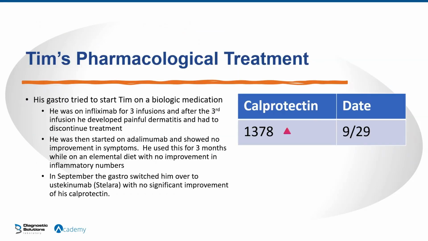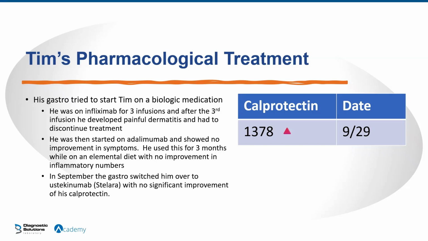Finally, the gastro was ready to start him on a biologic because Tim was so severe. They started him on infliximab, which is a TNF alpha inhibitor. He had 3 infusions, and after the 3rd infusion, he developed a very severe dermatitis that was so painful that he had to discontinue treatment.